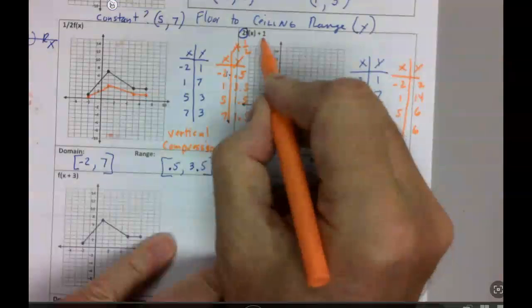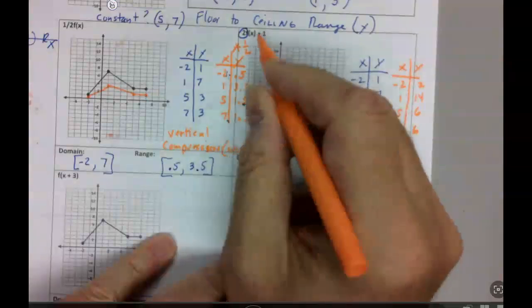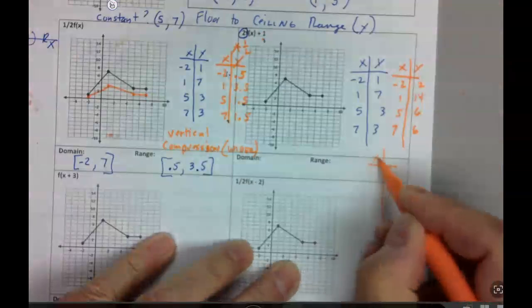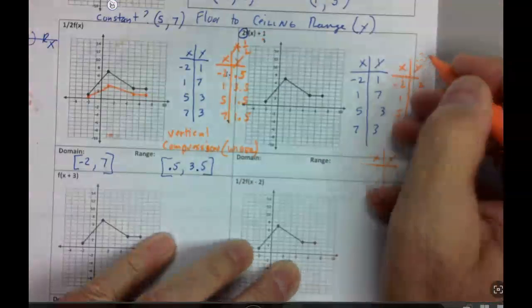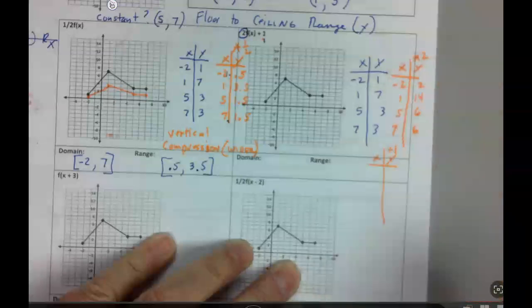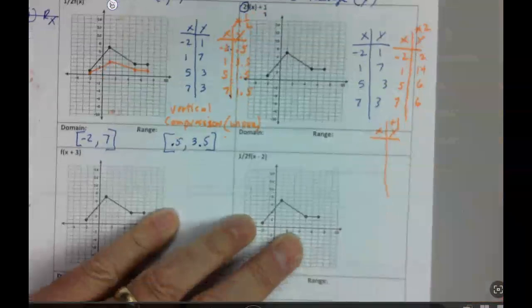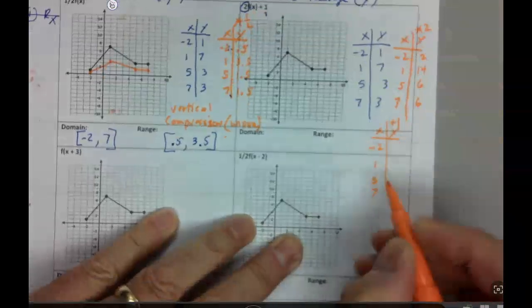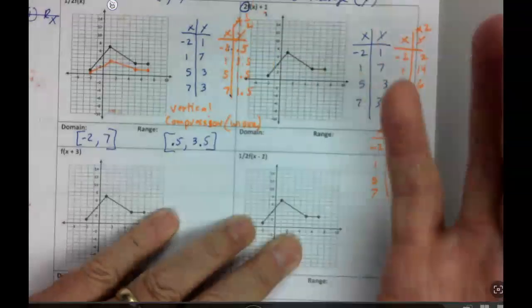Then what am I going to do to the y values? Add 1. Correct? So my final, this one here, I'm multiplying by 2, and this one here, I'm adding 1. Correct? So, did I do anything to the x? No. Was there anything inside the parentheses? No, so I didn't do anything to the x's.